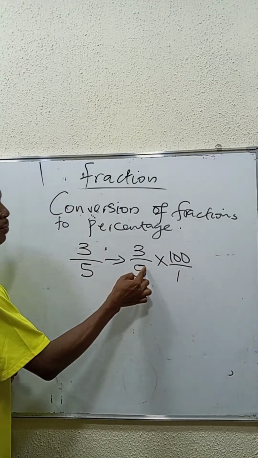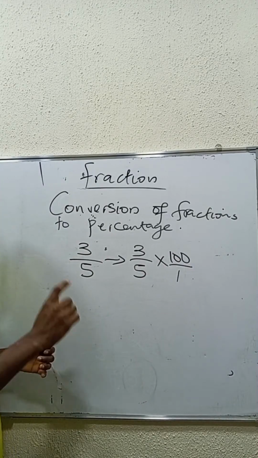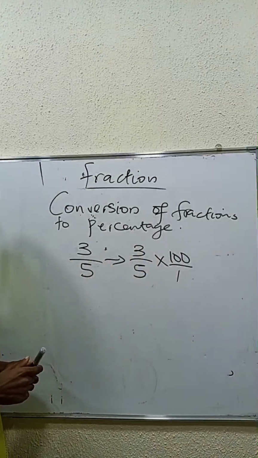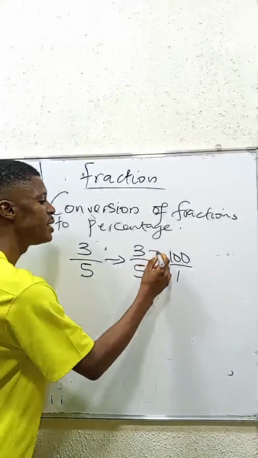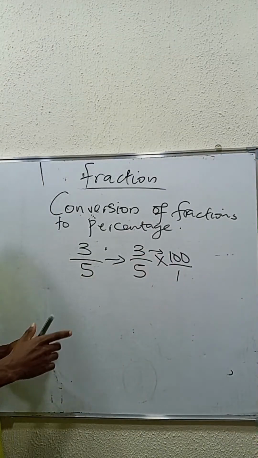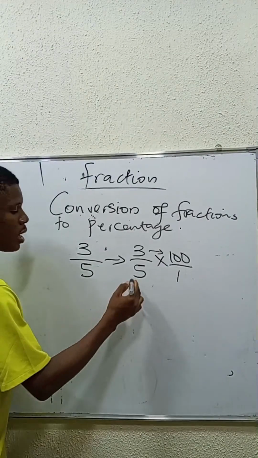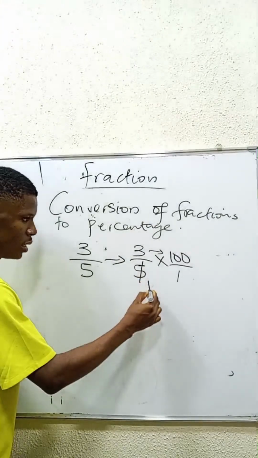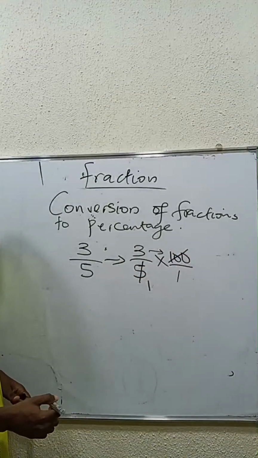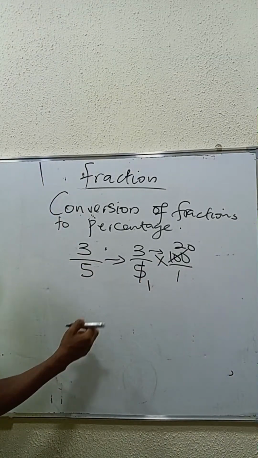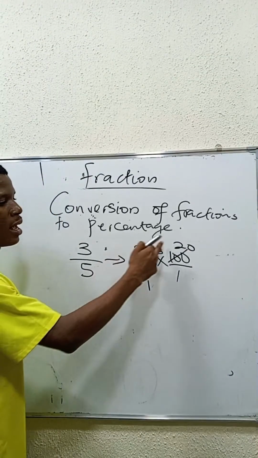You can actually simplify or cancel out. The reason behind that is because 5 can divide 100 without any remainder. Or you can easily decide to multiply out. Any method you use will still work. So let's cancel out. 5 divided by itself is 1. 5 divided into 100 is 20. You have it as 20. What are the numbers left? The numbers left are 3 and 20.